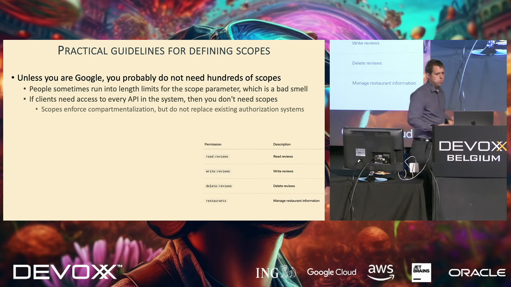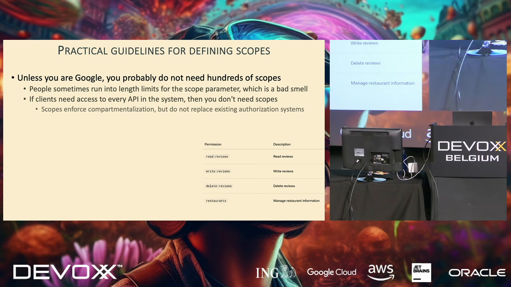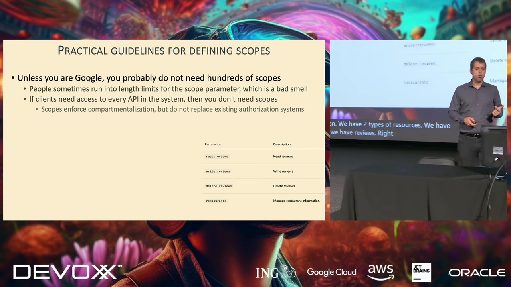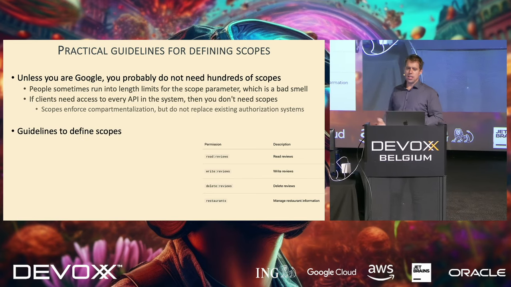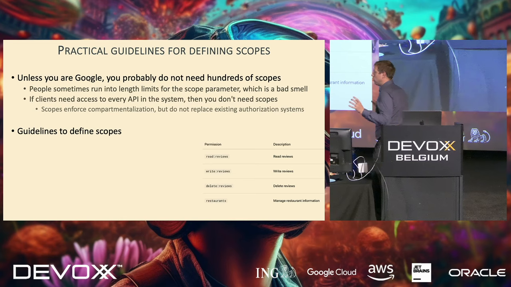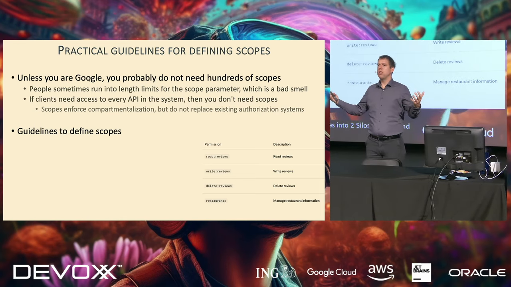Some rules of thumb, some guidelines of what you can do with scopes. Let's say we're building a restaurant review application. We have two types of resources: restaurants and reviews. How would you define scopes in that? Well, you can see an example right here. What's the reasoning here? We'll divide scopes into two silos, reviews and restaurants, two different types of resources that will have different levels of access.